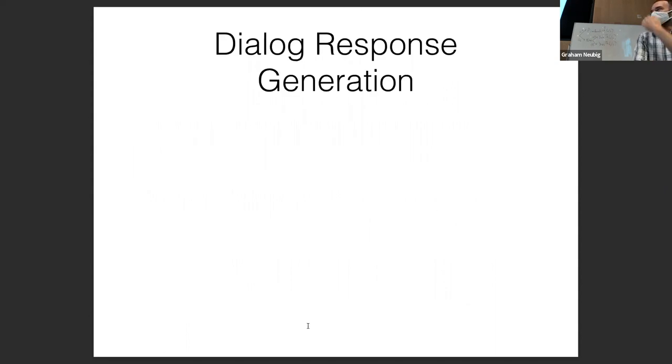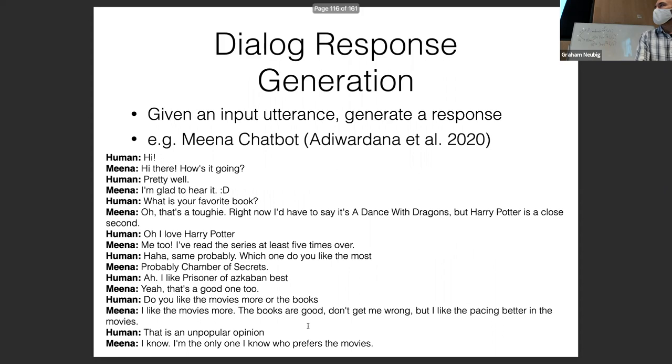So dialogue response generation. Dialogue response generation is like what you have in a chatbot. Given an input utterance, generate a response. This is an interesting example from the Meena chatbot, which you can take a look at. You can see that it requires some pretty interesting things. So like, hi there, how's it going? Pretty well, I'm glad to hear it. What is your favorite book? This is the chatbot, so that's pretty impressive, I guess. Oh, it's a toughie. Right now I'd have to say A Dance with Dragons, but Harry Potter is a close second. Oh, I love Harry Potter. Me too, I've read the series at least 5 times over. So it knows that Harry Potter's a series. Haha, same probably. Which one do you like the most? Probably Chamber of Secrets, pretty good.